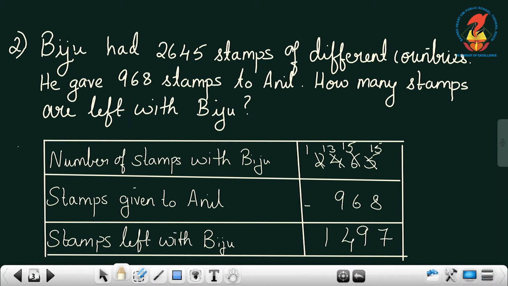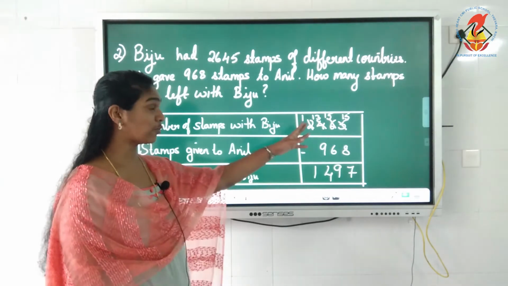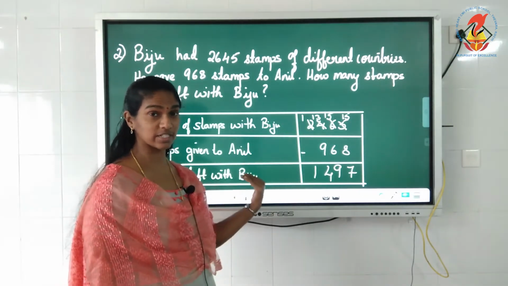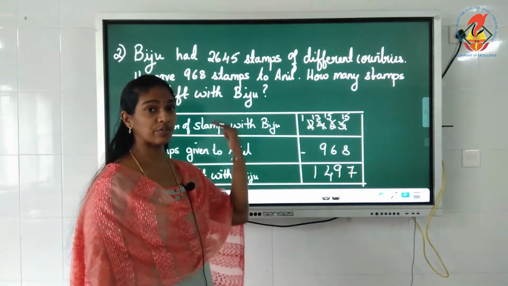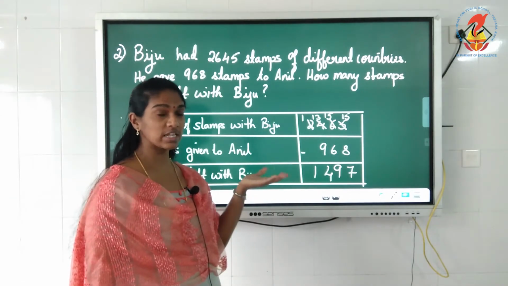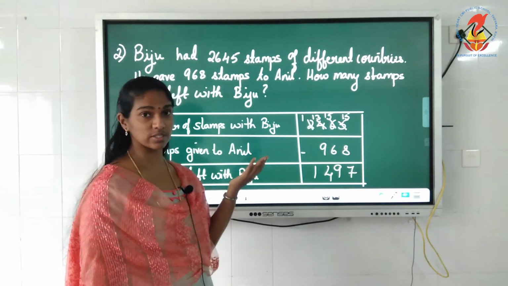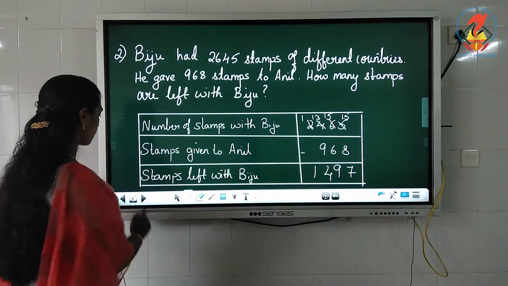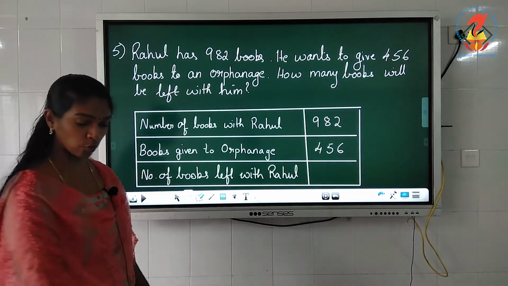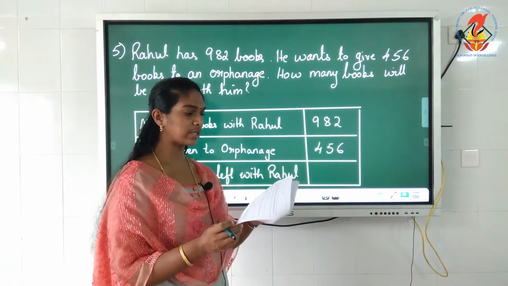So, how many stamps are left with Biju? 1497. Understood? So, here you borrowed from every place, isn't it? First you borrowed from tens, then for tens place you borrowed from hundreds, then for hundreds you borrowed from thousands. Okay? Now, question 4. That you will do it as homework.